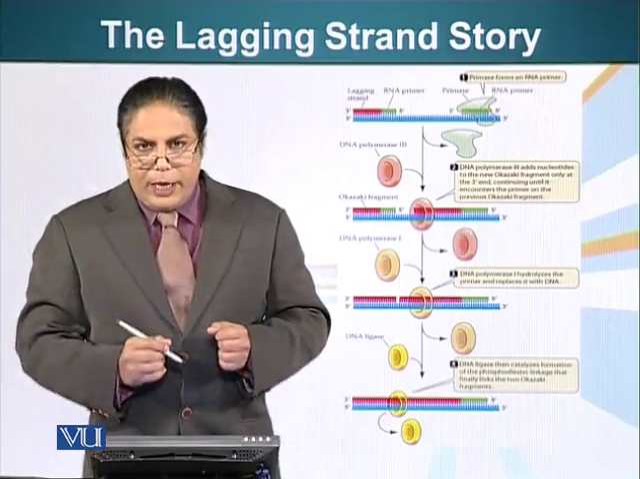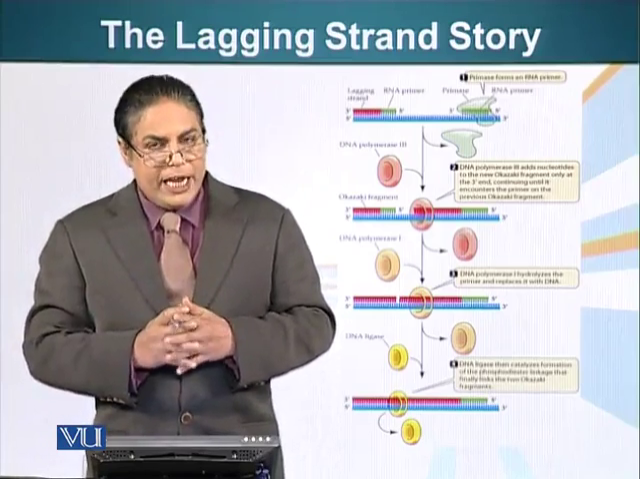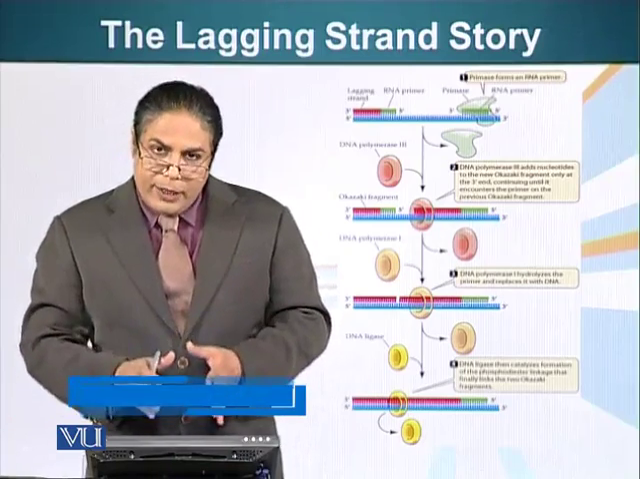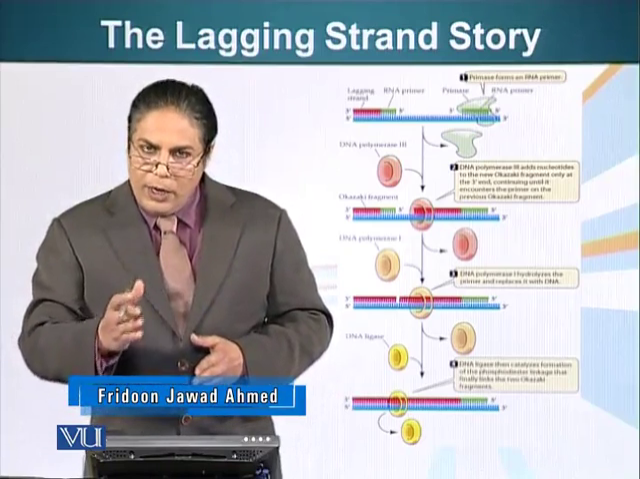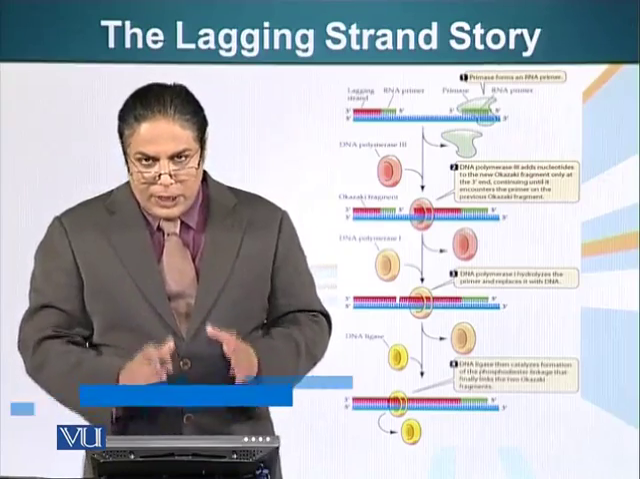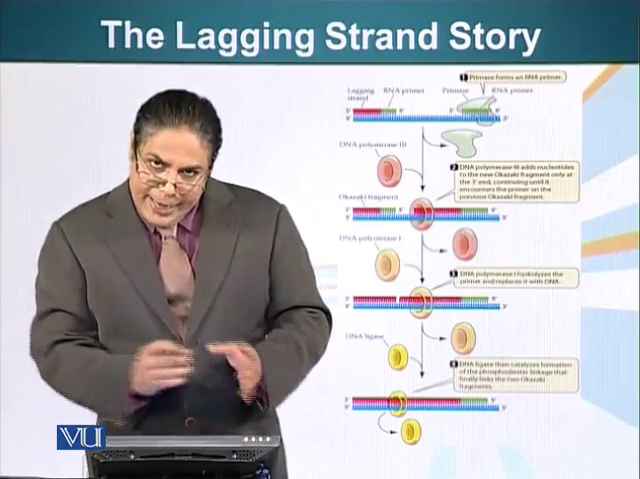So there's another enzyme called DNA polymerase 1. By the way, there are 3 DNA polymerases in E. coli and 14 in eukaryotes. We are looking at the eukaryotic system. So we have 3 DNA polymerases, 1, 2, and 3. 3 is the one which just synthesized our leading strand, and it has also synthesized the lagging strand.